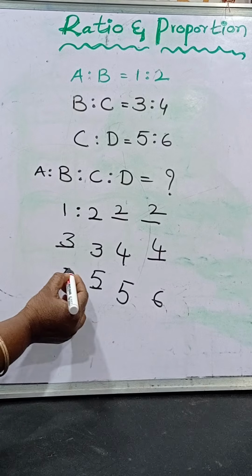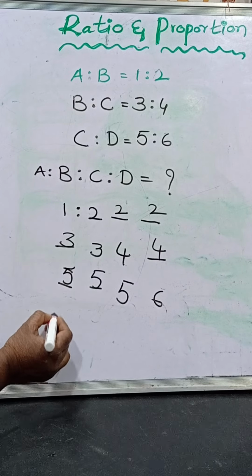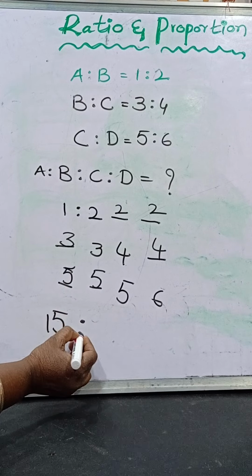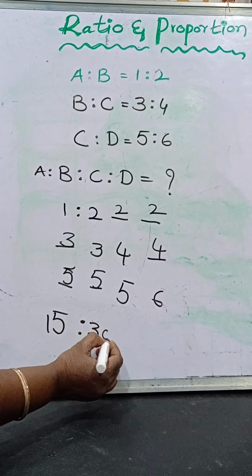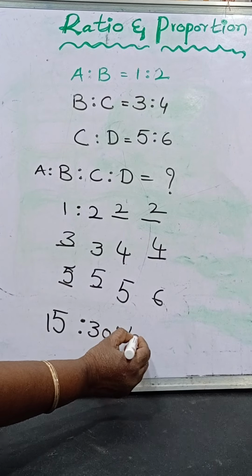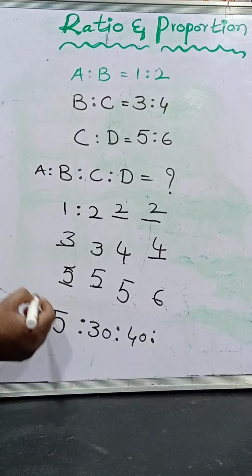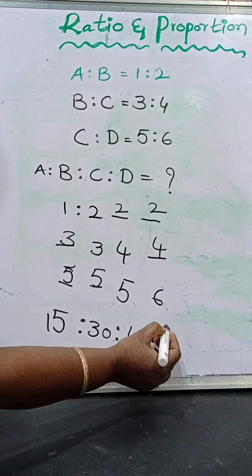If we multiply these 3 numbers, 5 3s are 15, 15 1s are 15 is to 5 3s are 15, 15 2s are 30 is to 5 4s are 20, 20 2s are 40 is to 6 4s are 24, 24 2s are 48.